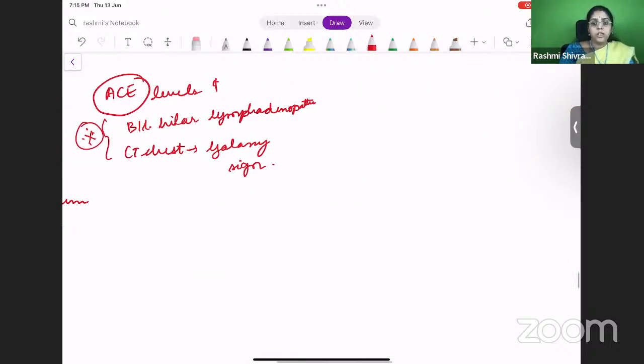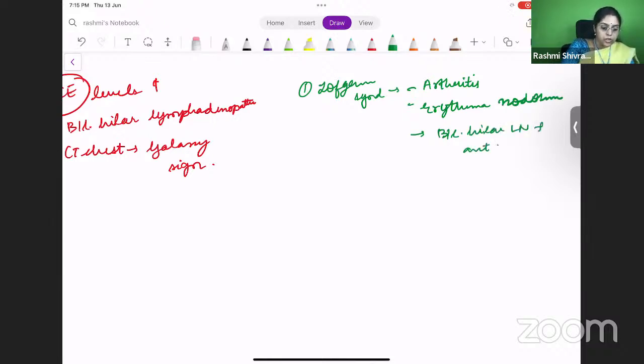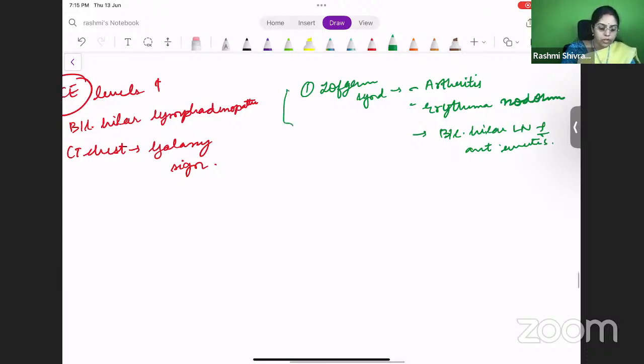When we talk about sarcoidosis, there are two named syndromes that you must remember. The first one is Lofgren syndrome. This is a very acute presentation. The patient will have arthritis, erythema nodosum, the painful lesions, and bilateral hilar lymph nodes, with or without anterior uveitis. This is called Lofgren syndrome.